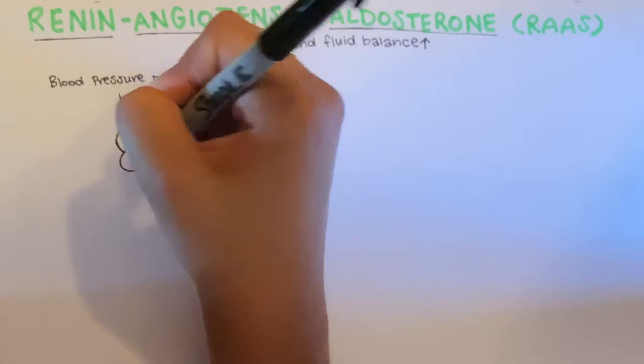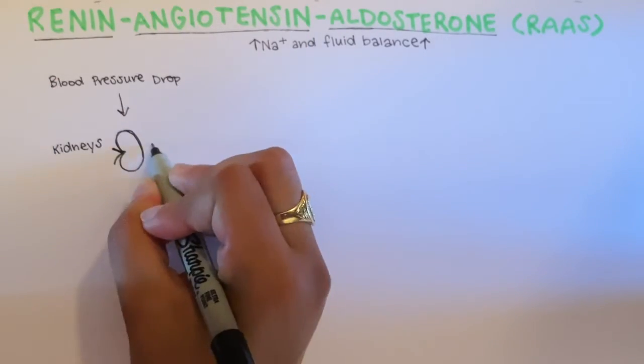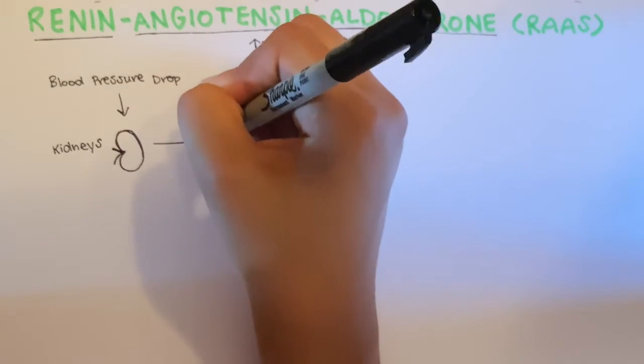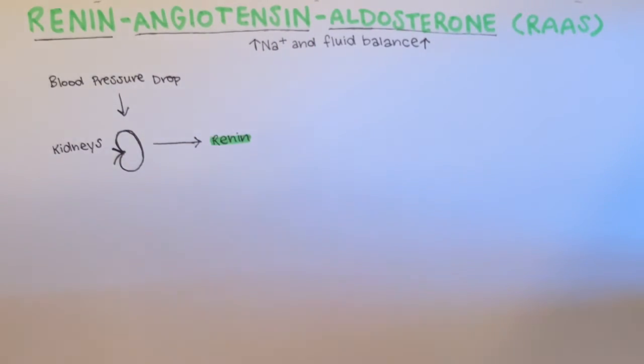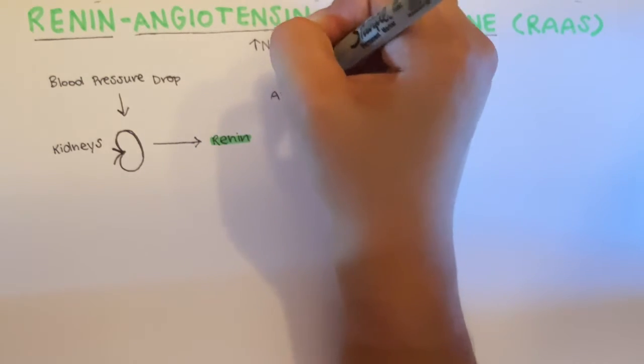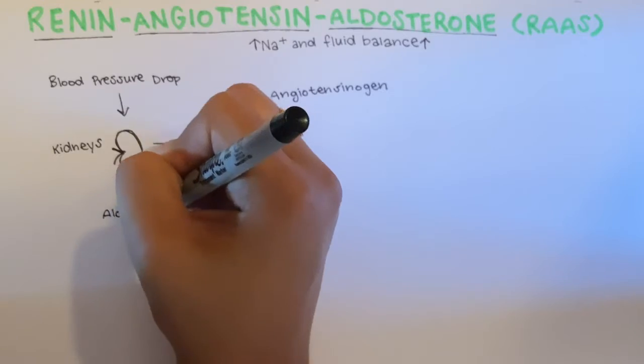It all starts when a drop in blood pressure or fluid volume is detected by the kidneys, which then secrete the hormone renin. Renin starts off the reactions like the hydrolysis of angiotensinogen and the release of aldosterone, but I'm getting ahead of myself.